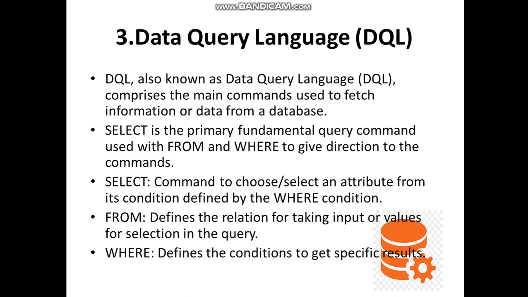So our syntax is select, the command to choose an attribute from a table, with a condition defined by the where condition. Whatever you want to display or select, you will write in select. From defines the relation for taking input or values for the query. So from gives you the table from which you want to select the data. Where defines the condition to get a specific result. In where you write the condition by which you will fetch the data. So your syntax is going to be select from where.